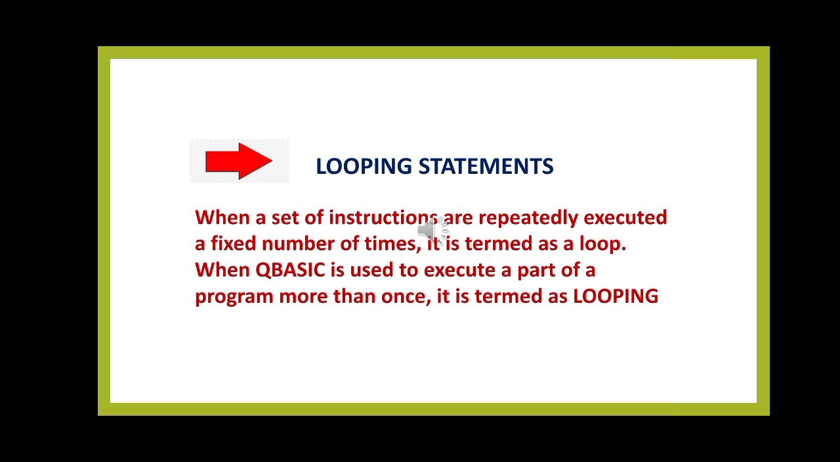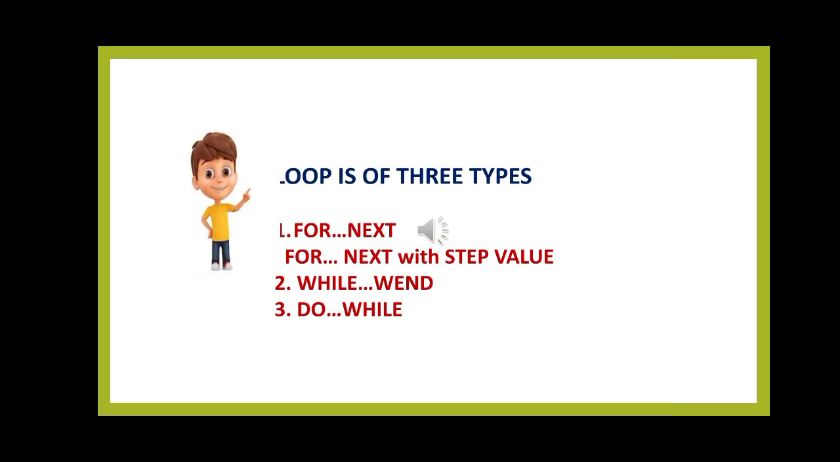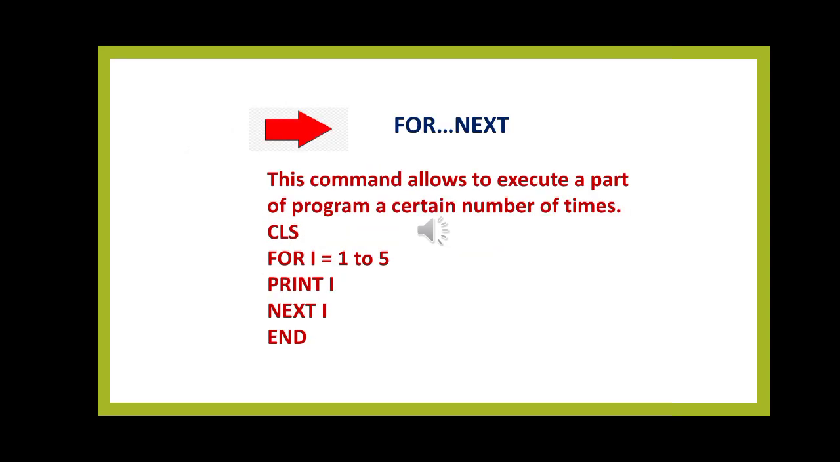Now, let's look at the various types of loops and programs. Loops are of 3 types: for next with step value, while wend, and do while. For next with step value we are going to learn just now. The for next command allows us to execute a part of a program a certain number of times.